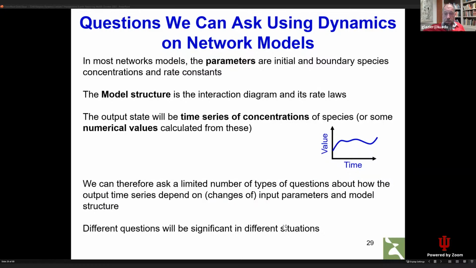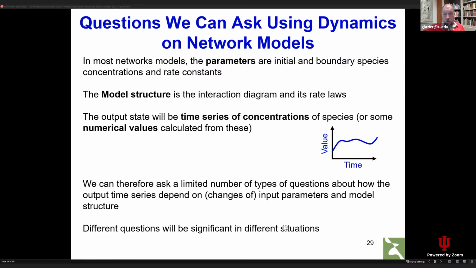So let's think about our networks. Well, again, in most of our network models, the parameters are the initial values of things, which Elmar talked about, and also William, and the rate constants. And William showed an example of a bifurcation diagram where one of those rate constants was changed, and you saw that the behavior of the system changed as you changed the rate constant. The model structure is the interaction diagram and possibly the rate laws, the structure of the rate laws, but not the parameter values.